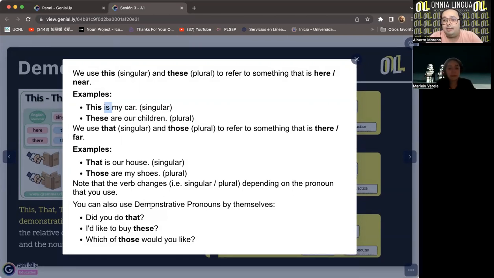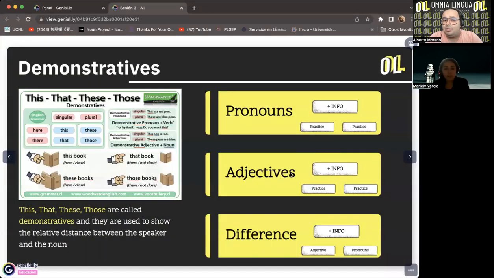If we use them by themselves, this means that we are using them in questions. For example, did you do that? I'd like to buy this. Which of those would you like? You can see here that these are at the end of the sentence by themselves. And this word, those, is before the modal verb would, which we'll see later on in this course, okay? But what is important here is that demonstrative pronouns can be by themselves or mandatory before the verb to be.